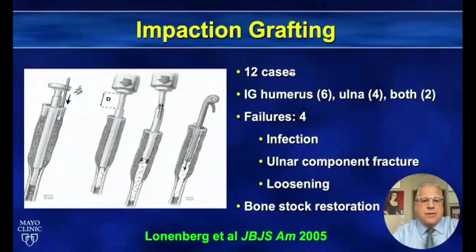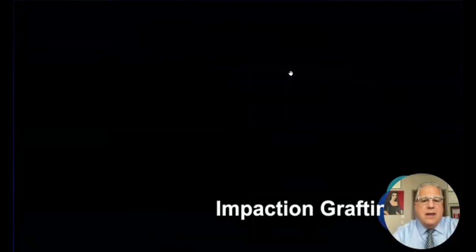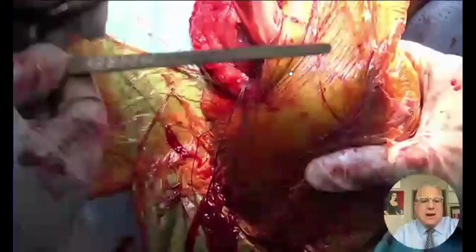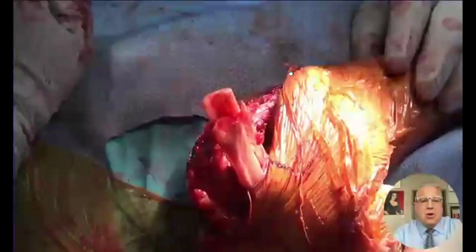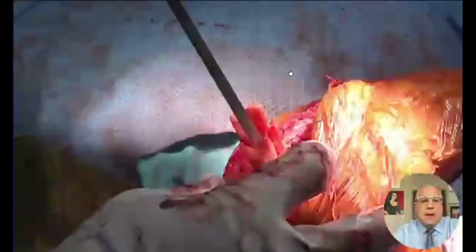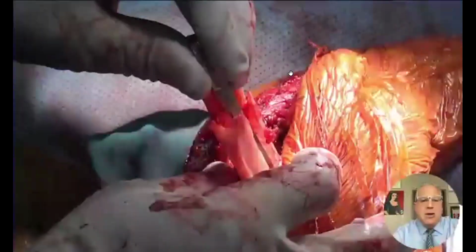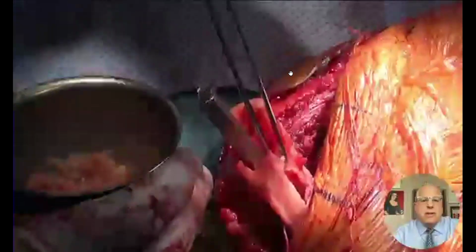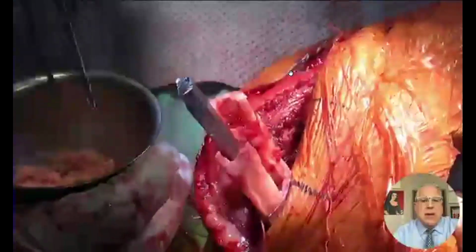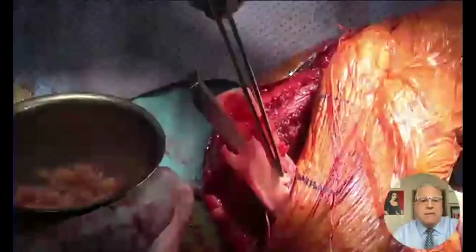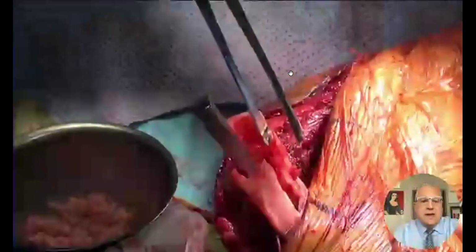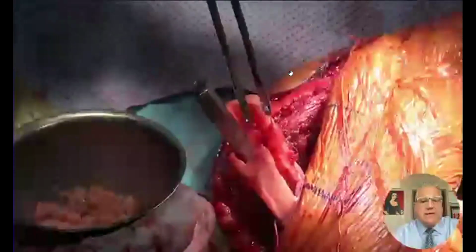Impaction grafting was first reported at Mayo Clinic on a series of 12 patients. And the key is to use some type of trial that can be placed in the canal so that cancellous allograft chips can be carefully impacted to recreate a neo layer of cancellous bone that will provide adequate stability for a cemented component. And this is ideal for contained cavitary defects.